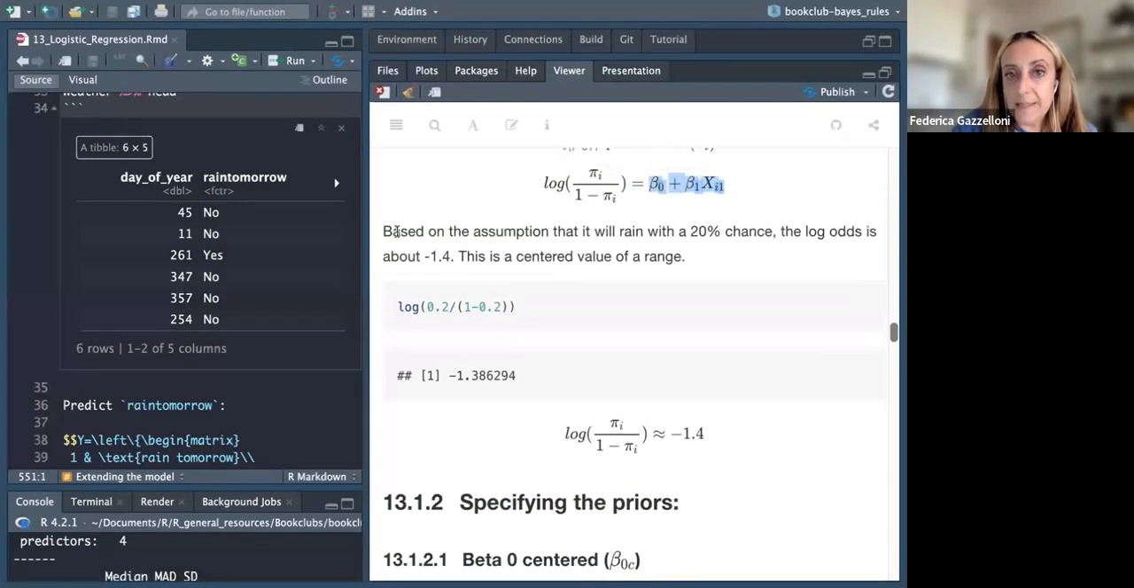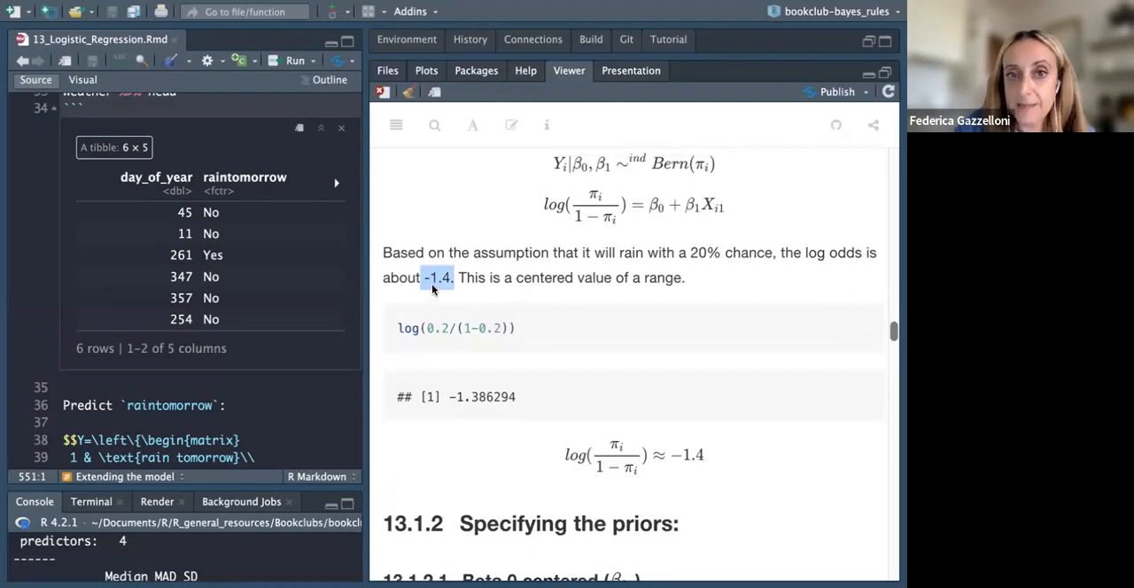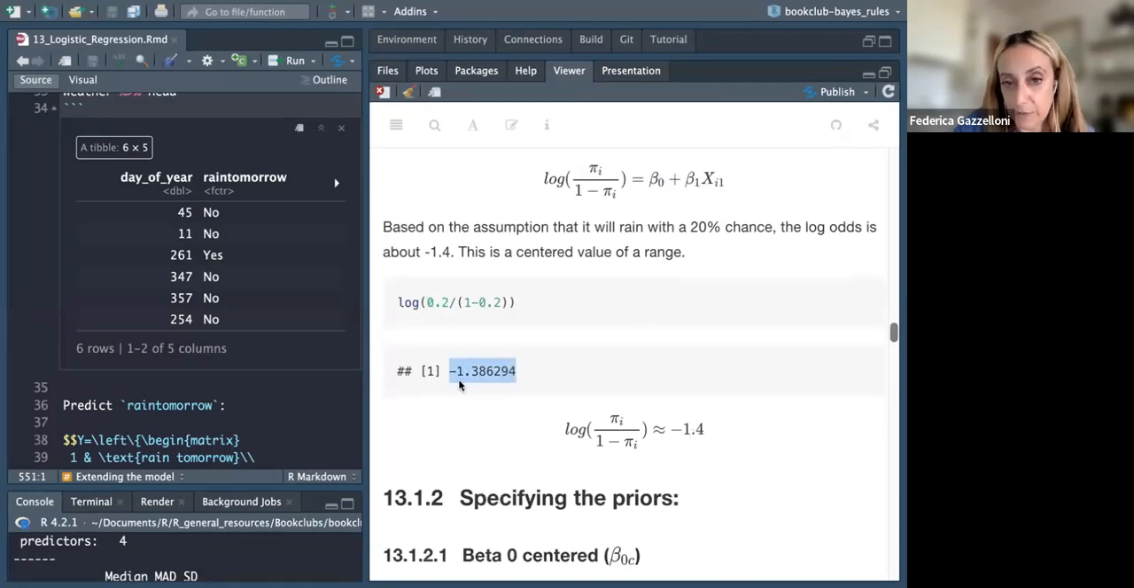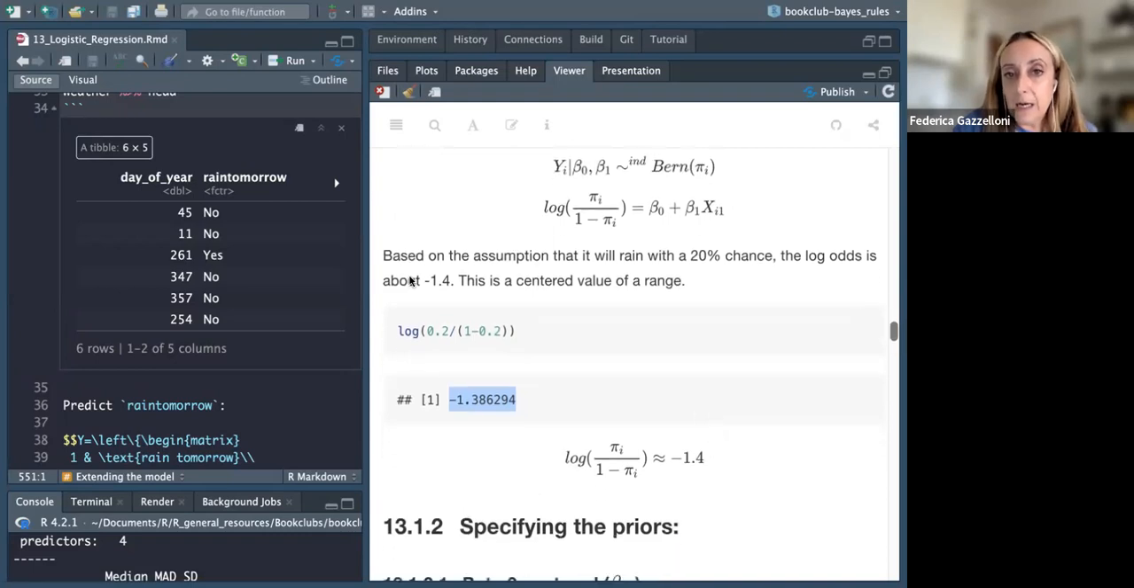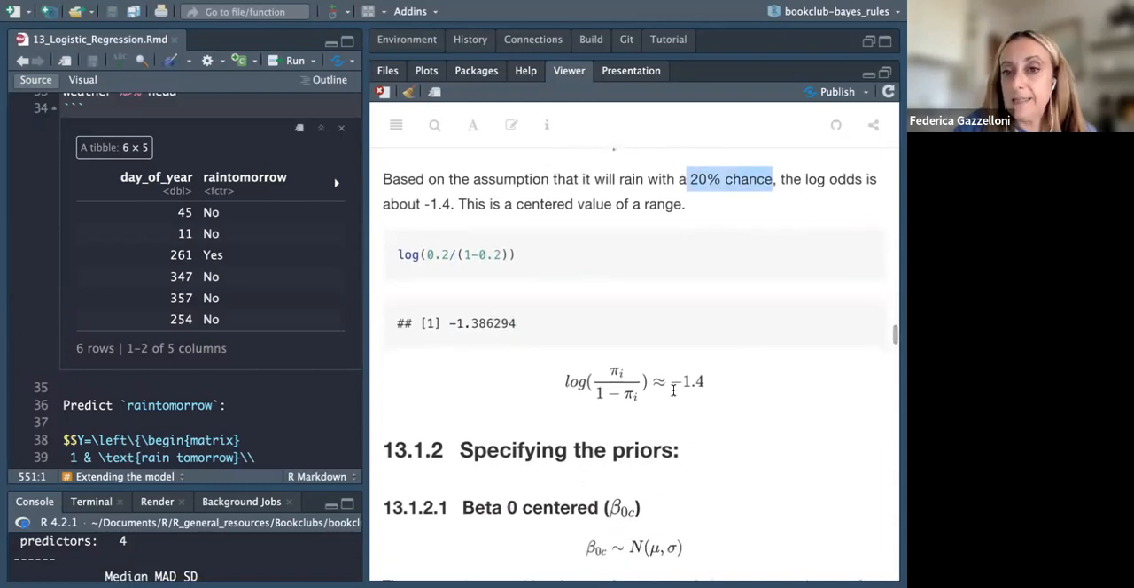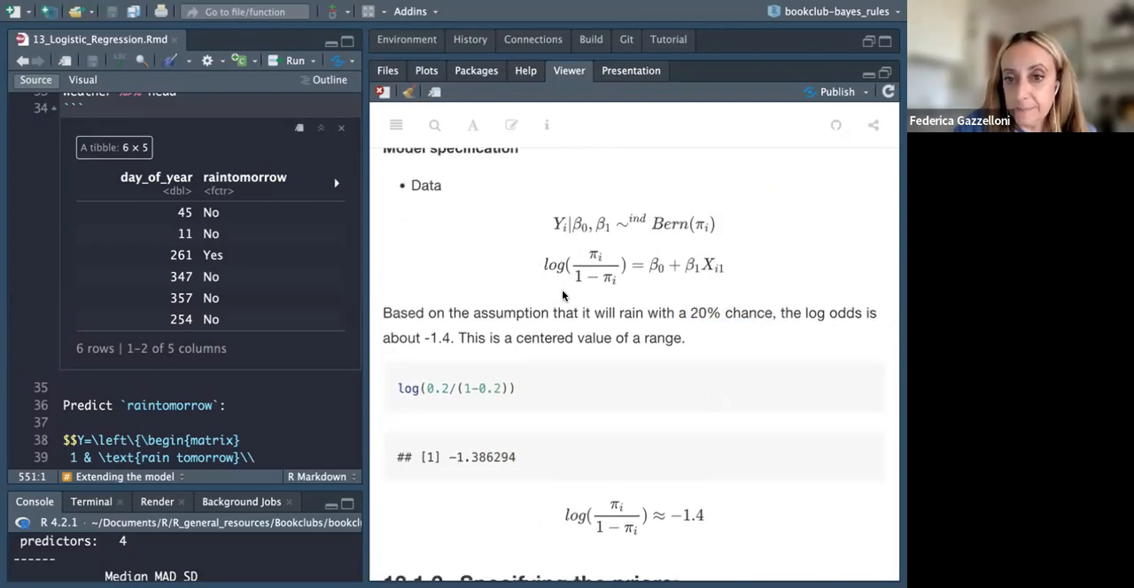Based on our assumption that it rains with a 20% chance, the log odds is about minus 1.4. Why is that? What is this minus 1.4? If I do the log of my p, which is 0.2, divided by 1 minus 0.2, I find something very close to minus 1.4. Approximately, sorry, I can round this number. This is the odds of the probability, so the log odds of this 20% chance is minus 1.4. So we said the first thing, this bit here. We know that this is our starting point to set the prior.